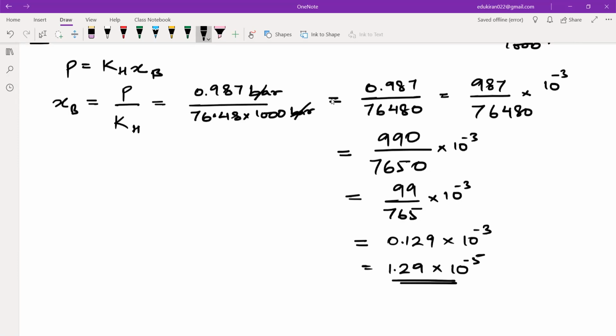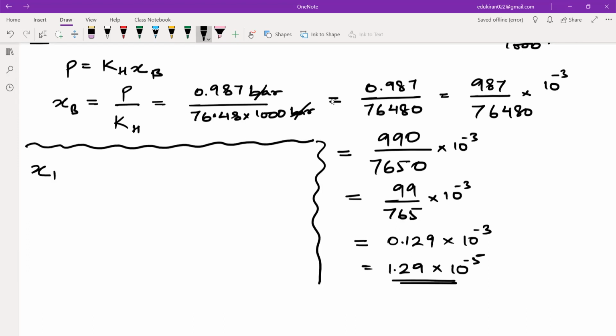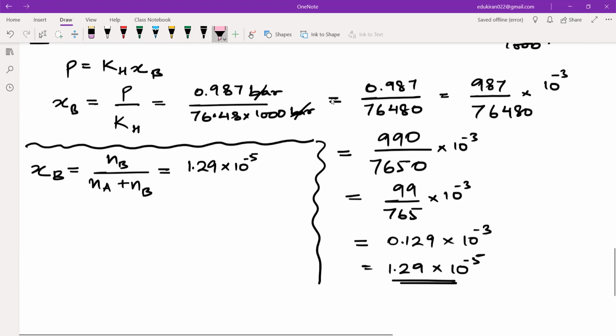Okay, sir. Yes. Okay. Now, chi B, we all know that it is equal to the number of moles of B divided by the number of moles of A plus number of moles of B. Now this value is equal to 1.29 into 10 to the power minus 5. They are asking the number of moles of solute, in millimoles. First of all, we have to find the number of moles of solvent, that is nA.